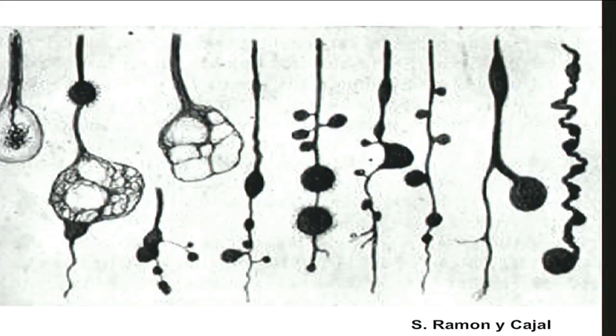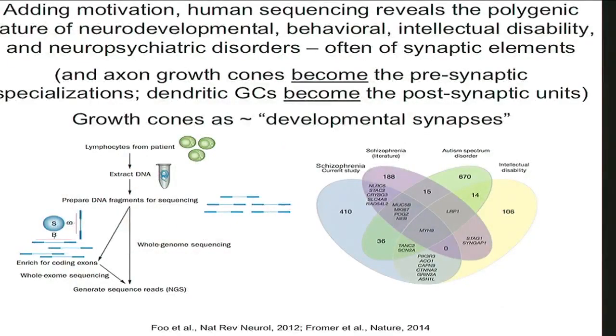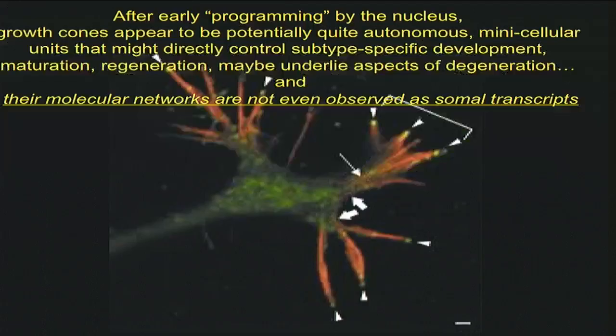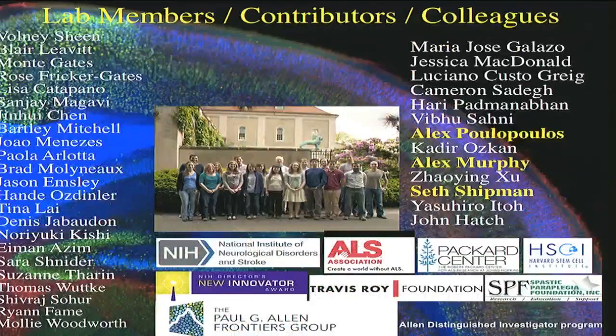I think this is applicable to the kinds of dysmorphic, non-regenerating growth cones that Santiago Ramon y Cajal described 100 years ago or more, and also to the polygenic human genomics of intellectual disabilities and autism spectrum disorders, where so many of the hits are coming up in what we all think of as synaptic proteins, but could those also be developmental growth cone turning into synapses and setting those up kinds of proteins? So I think I'll end there.